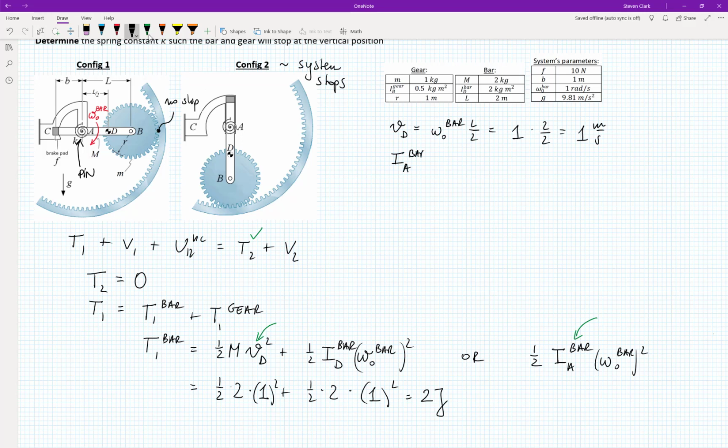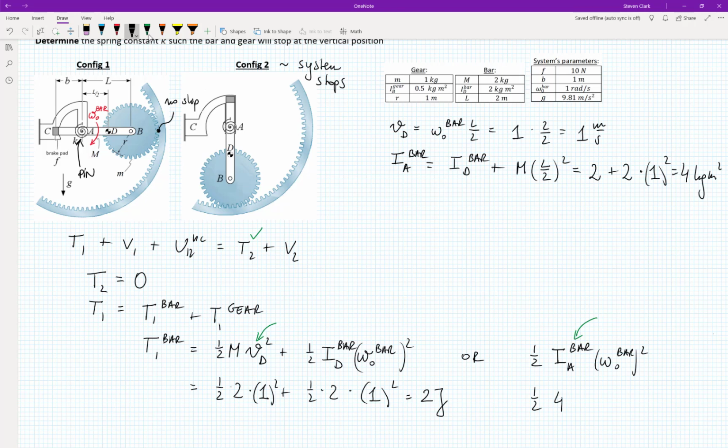I_A bar will be I_D bar plus big M times some distance squared, and that distance will be L12, because this is the distance between A and D, so I can put L12 in here. Okay, let's find that as well. So this will be 2 plus 2 times 2 divided by 2. So this is 4 kilograms meter squared.